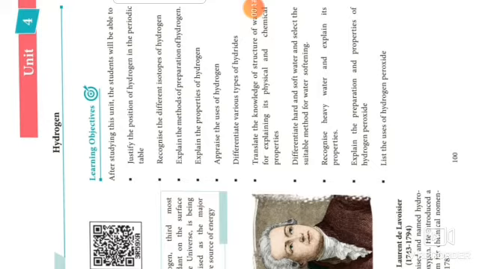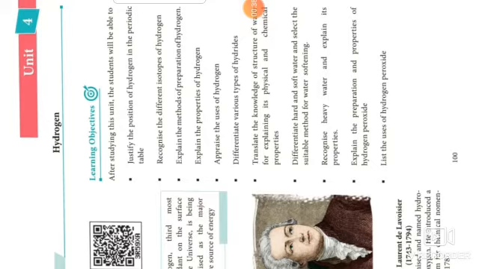In this chapter, first we are going to see the position of hydrogen in the periodic table. We already know that hydrogen is present in the first position of the periodic table. Next, what are the different isotopes of hydrogen? Protium, deuterium and tritium. That is called the isotopes of hydrogen.